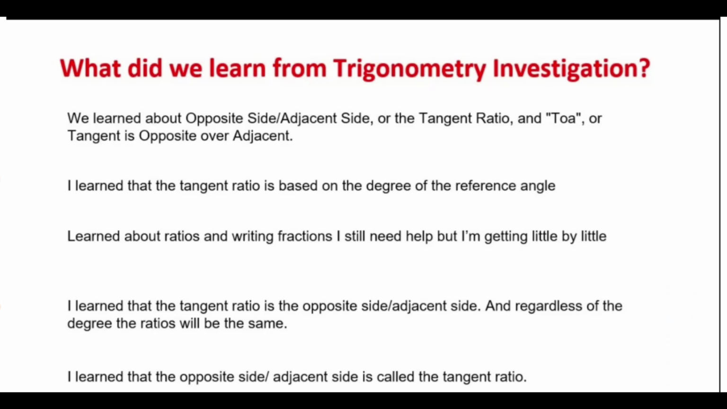All right, so tangent is the opposite over adjacent. Again, I like that, you got the meat of the activity: to know that there is some ratio called tangent, and it just represents the opposite side divided by the adjacent side. That's it. I learned that the tangent ratio is based on the degree of the reference angle. I like that a student is saying that based on the reference angle, I will get a tangent ratio. So it's based on one and the other.